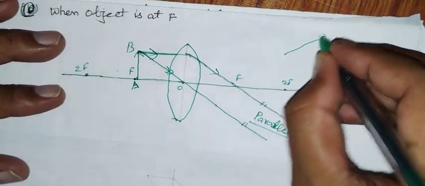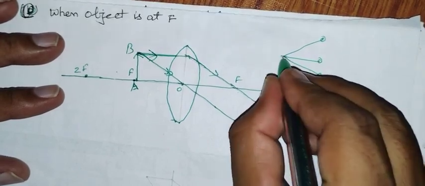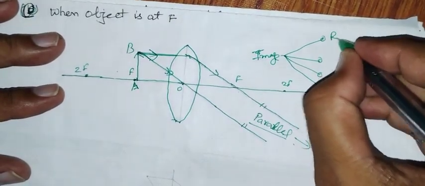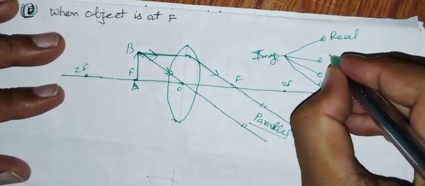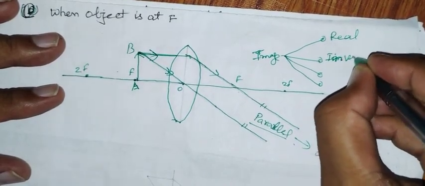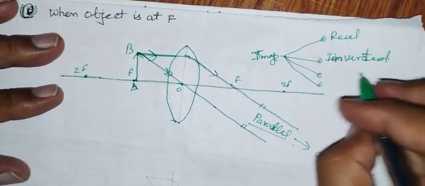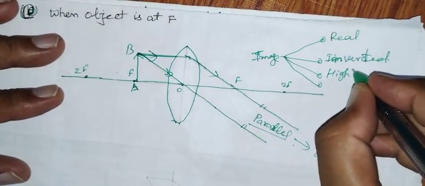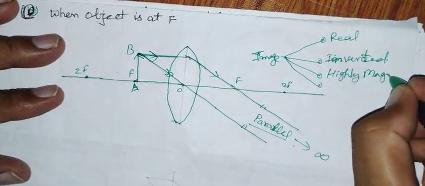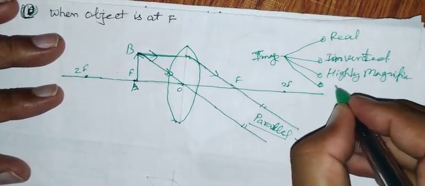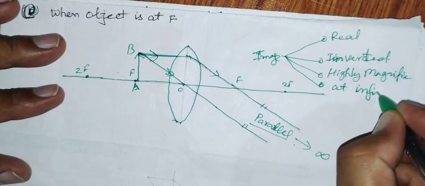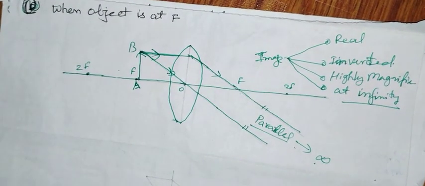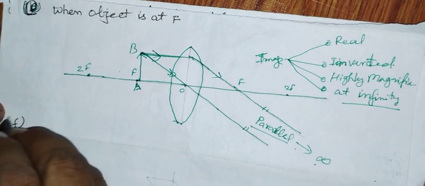So the four characteristics of the image: real, right hand side, inverted, at infinity means highly magnified, and where it will form, infinity. It's clear. Now the sixth, F.